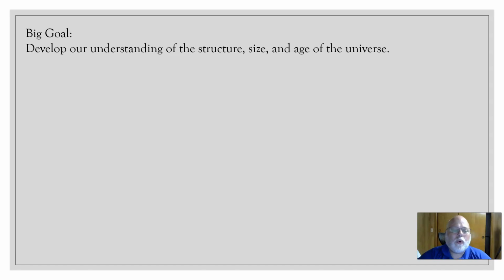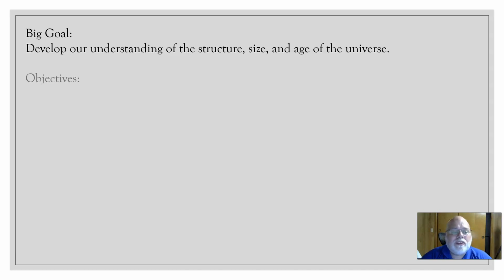So if I had to say, what's the big goal for this first week? Well, the big goal is very simply, I want us to develop our understanding of various aspects of the universe. I want to talk about the structure of the universe, the size of the universe, how old it is. I wish I had included in this big goal too how things are moving, and we also are going to engage a discussion of, based on the scientific evidence, what conclusions can we draw as to how things came to be the way they are. So that's the big goal.